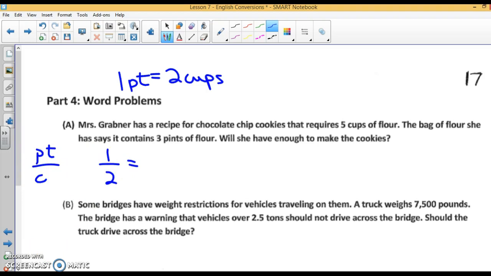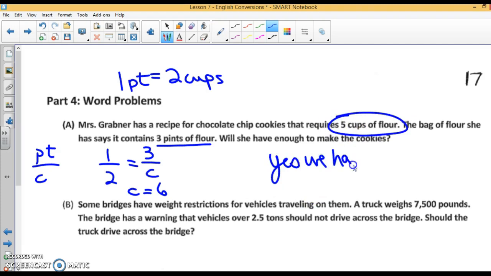Now, what do we have? We've got a bag that has 3 pints of flour. Pints goes on top. We want to know how many cups. So I'm putting C on the bottom. We don't know. Cross multiply. 1 times C is C. 2 times 3 is 6. So we've got 6 cups of flour. Do we have enough? Yes. We have enough because we have 6 cups and we need 5.